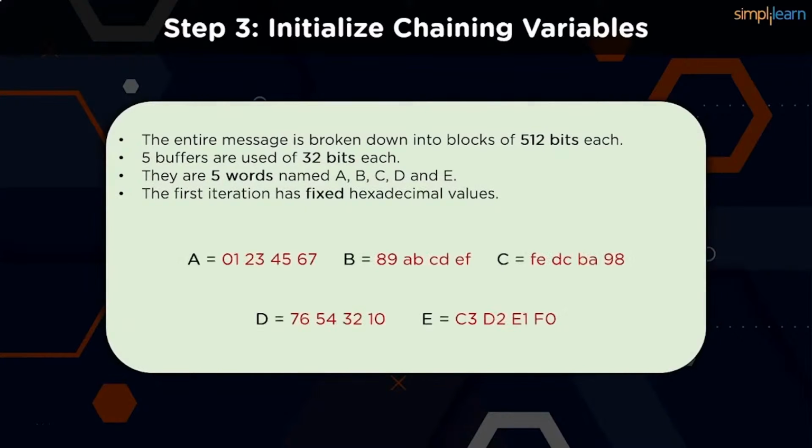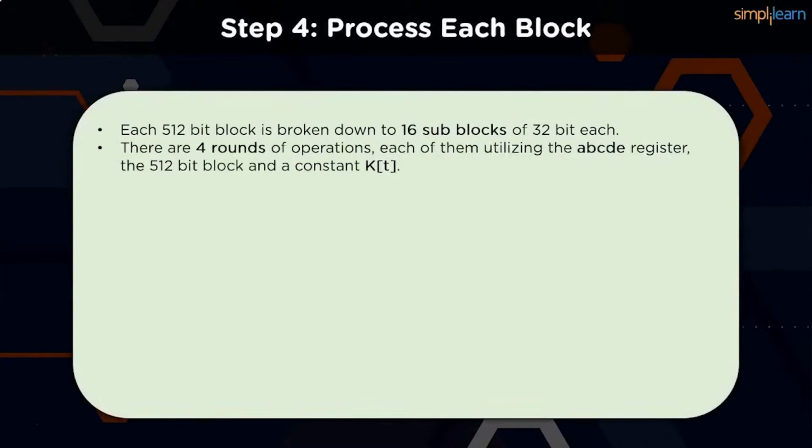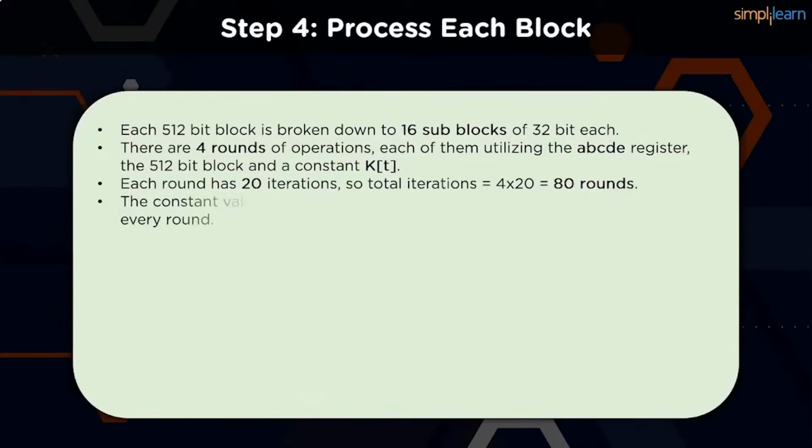These registers go through multiple rounds of operation, where the first iteration has fixed hexadecimal values, as can be seen on the screen. Moving on, we have to process each of the 512-bit blocks by breaking each of them into 16 sub-blocks of 32 bits each. Each of them goes through 4 rounds of operation that use the entire register and have the 512-bit block along with the constant array. Out of those 4 rounds, each round has 20 iterations. So in general, we have 80 rounds in total.